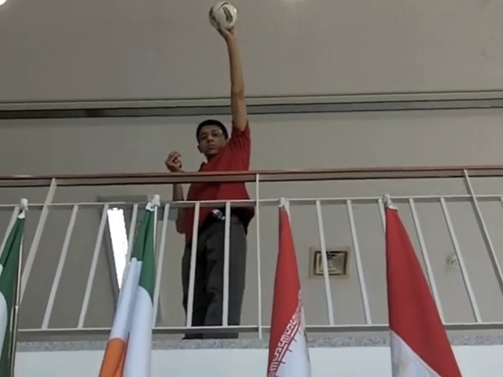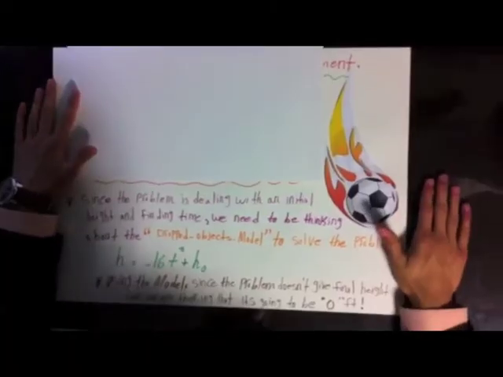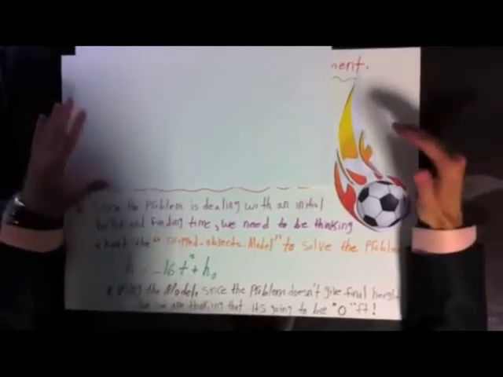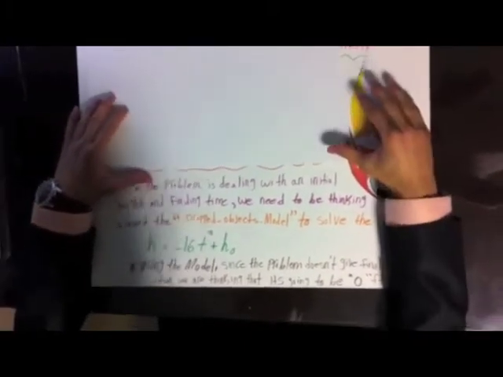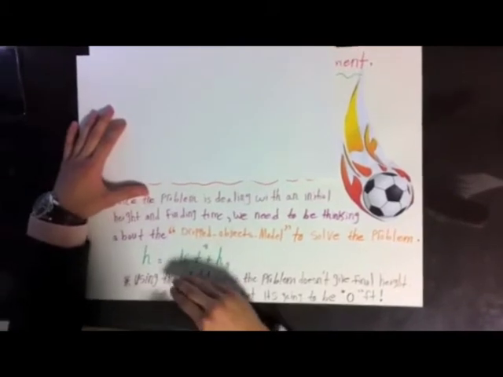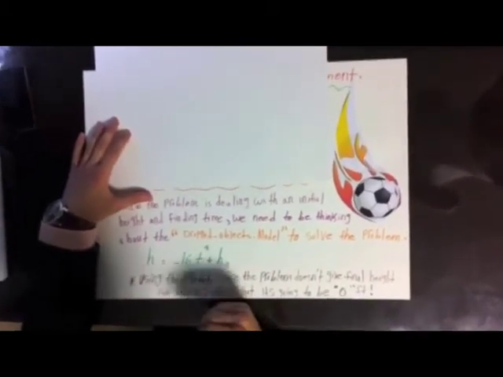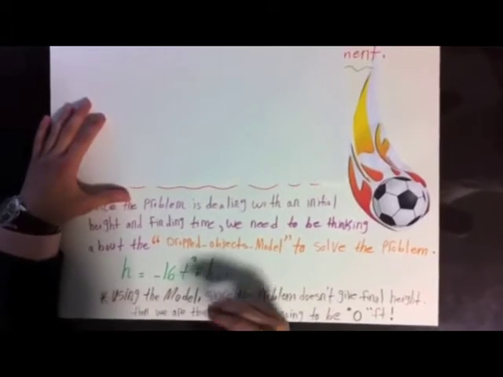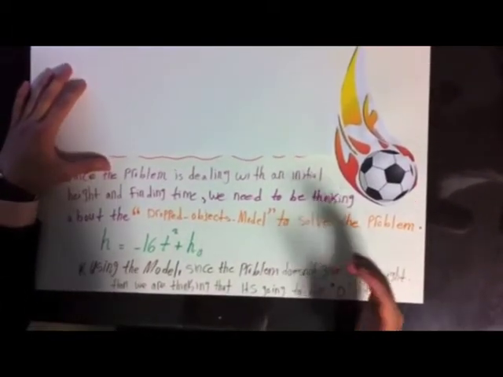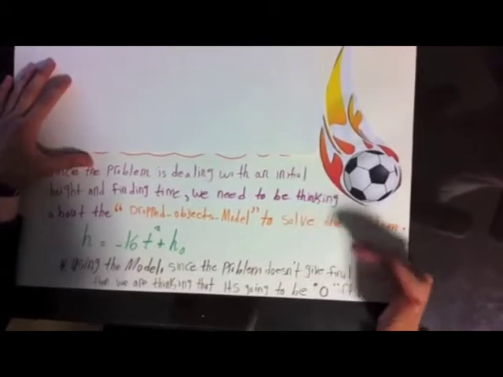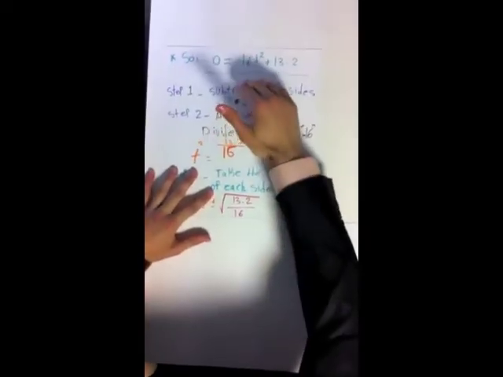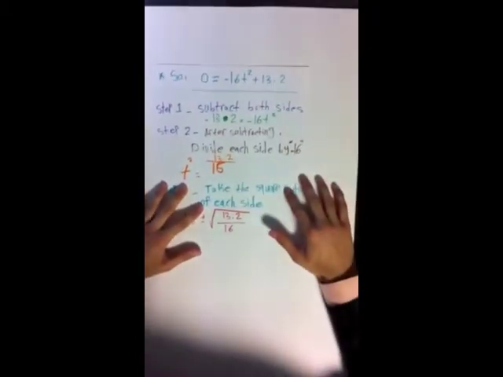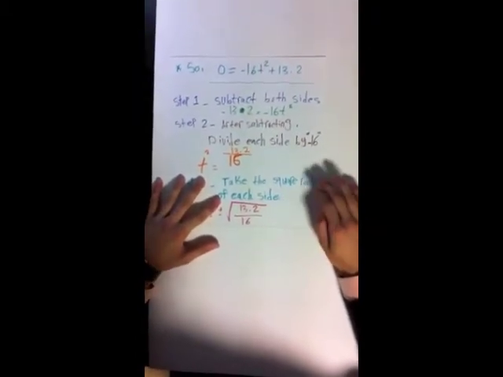One, two, three, go. Since the problem above is dealing with the initial height and finding time, we need to be thinking about the dropped objects model to solve the problem. As we have here, the model is h equals -16t squared plus h0. Since the problem doesn't give us a final height, we know it's going to be 0 feet. So, as we set up the problem, it's going to be 0 equals -16t squared plus 13.2.